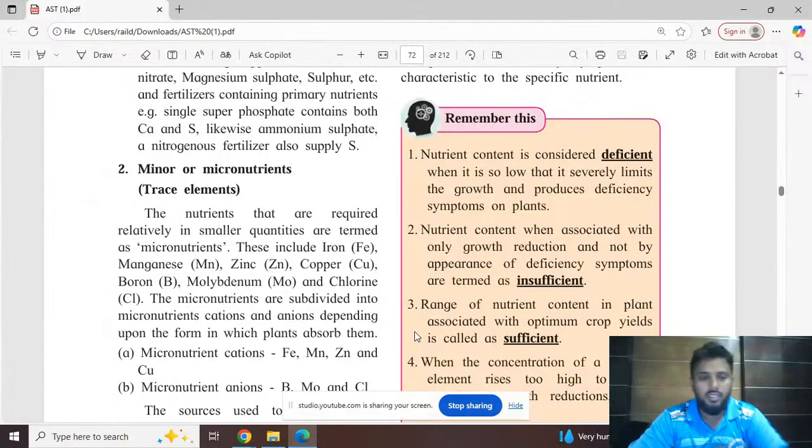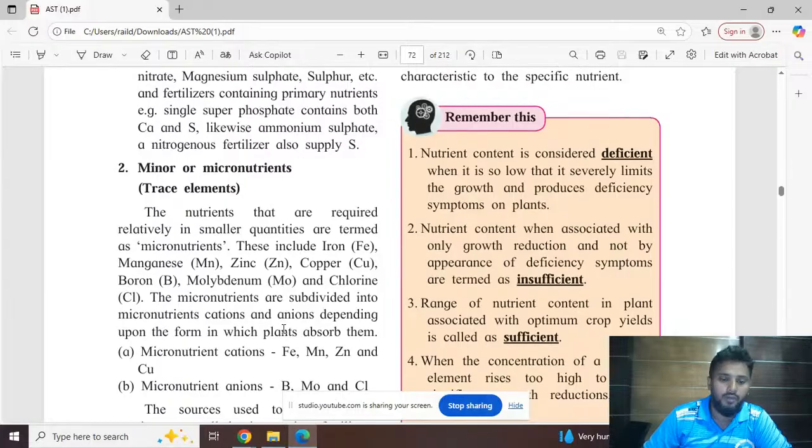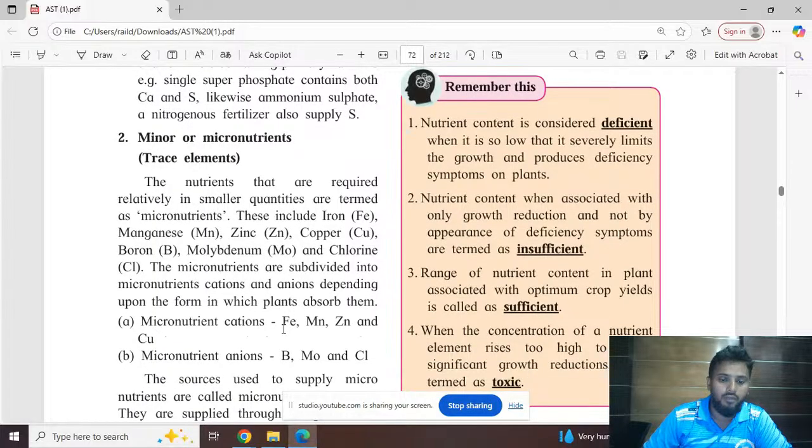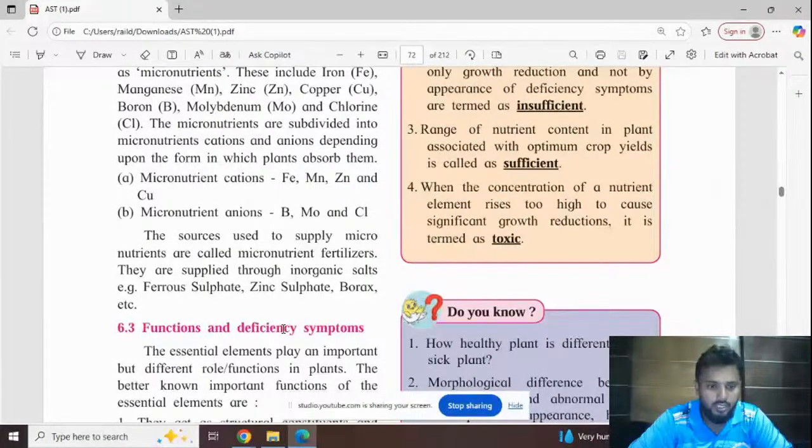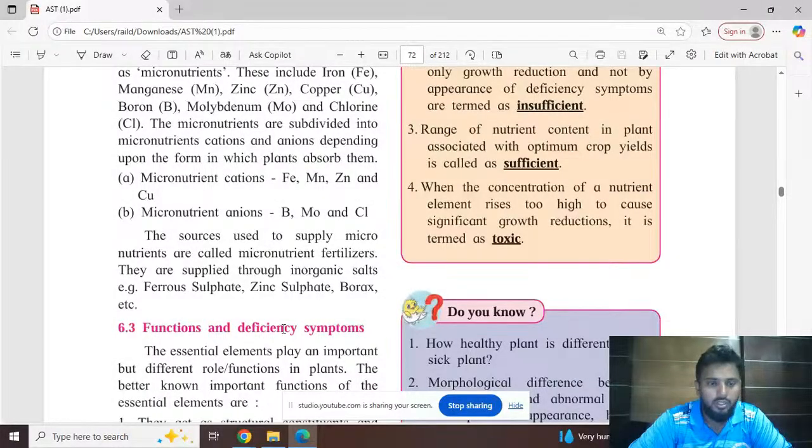These elements are provided to the plants with the help of different chemicals or different fertilizers. Those fertilizers are called, examples are ferrous sulfate, zinc sulfate, or borax. All these fertilizers are inorganic in nature. Okay, so this was all about the micronutrients.